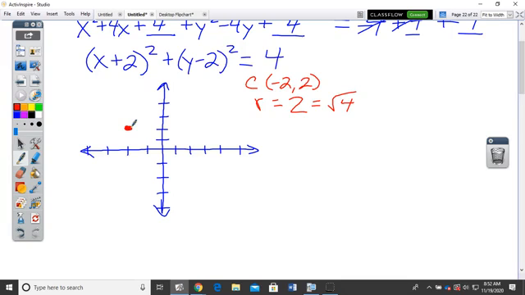And then how far do I go? Up, down, left, and right? 2. So I'll be down here, over here, up here, and over there. And you draw your best little circle you can.